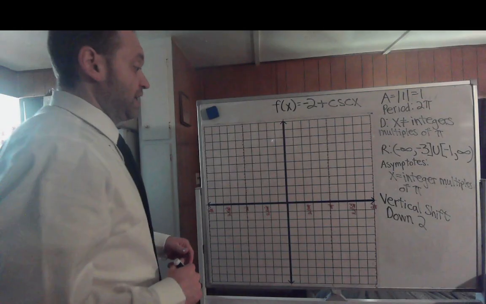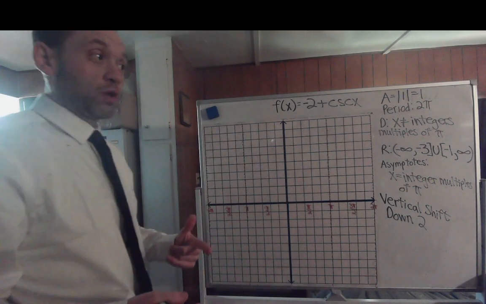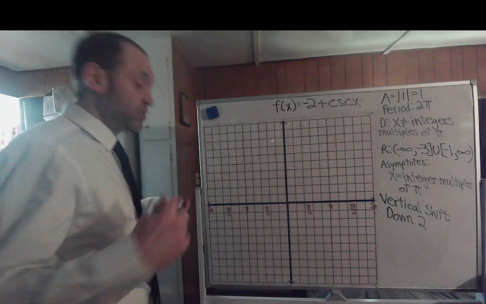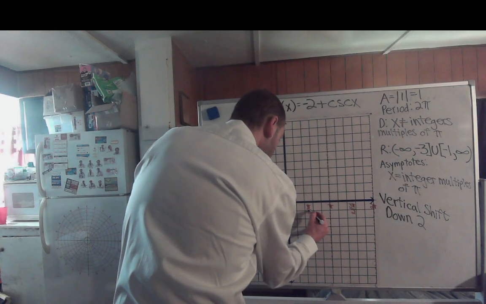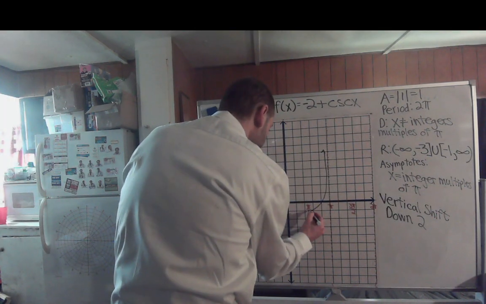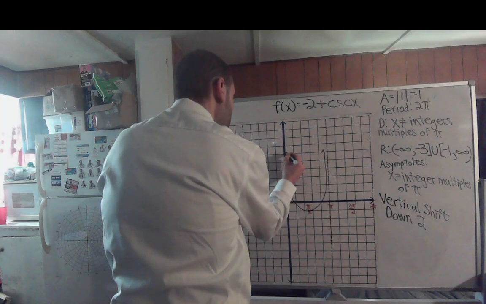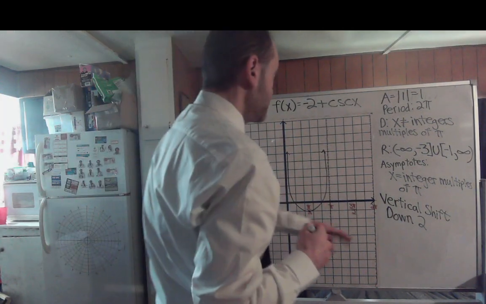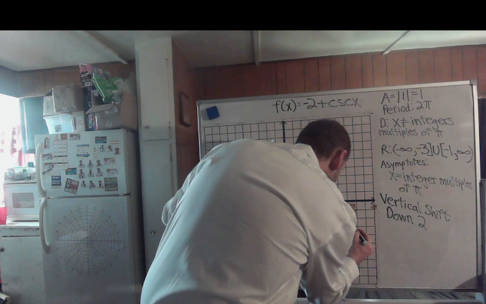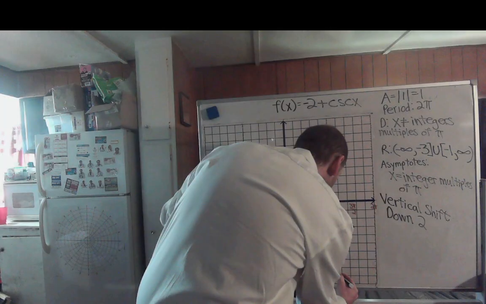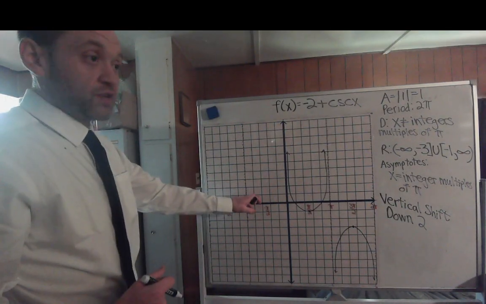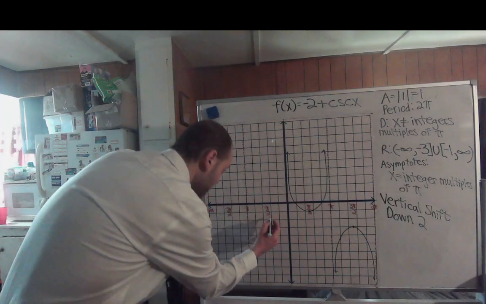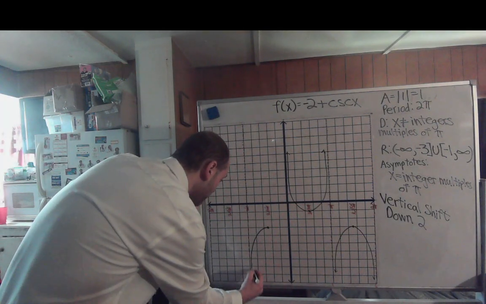So let's see here. The cosecant of pi over 2 is normally 1, but if you subtract 2 from that, you'll actually be down to -1. And yes, you're actually going to cross the x-axis here. Now the cosecant at 3 pi over 2 is normally -1. If you subtract 2 from that, you'll be all the way down to -3. And then negative pi over 2, the cosecant is normally negative 1. Subtract 2 from that, you'll be down to negative 3.